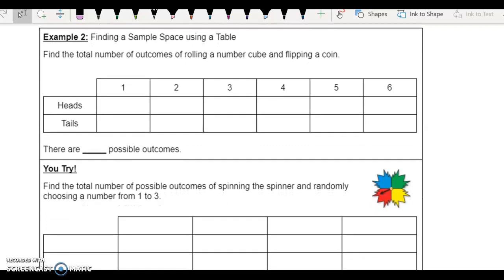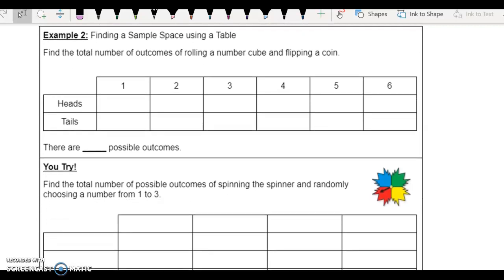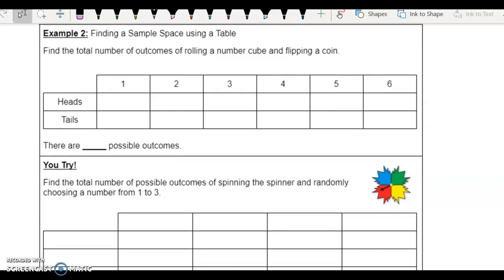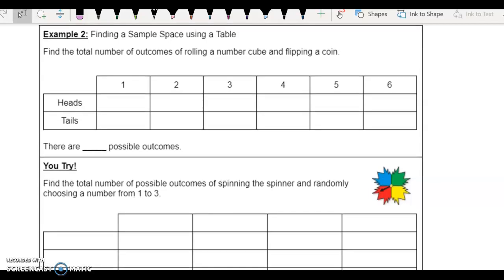So now let's take a look at using a table. It says find the number of outcomes for rolling a number cube. That's just a fancy way of saying a die, a 6-sided cube, and flipping a coin. On a coin we have heads or tails, and on the die we have 1, 2, 3, 4, 5, or 6. So we can roll one of those 6 numbers.